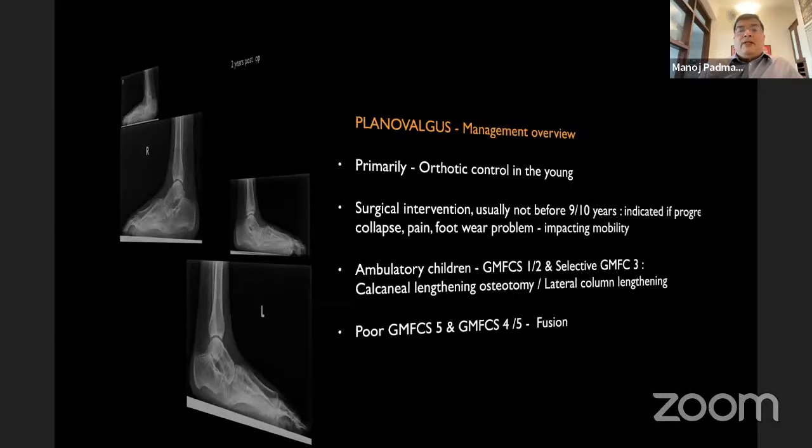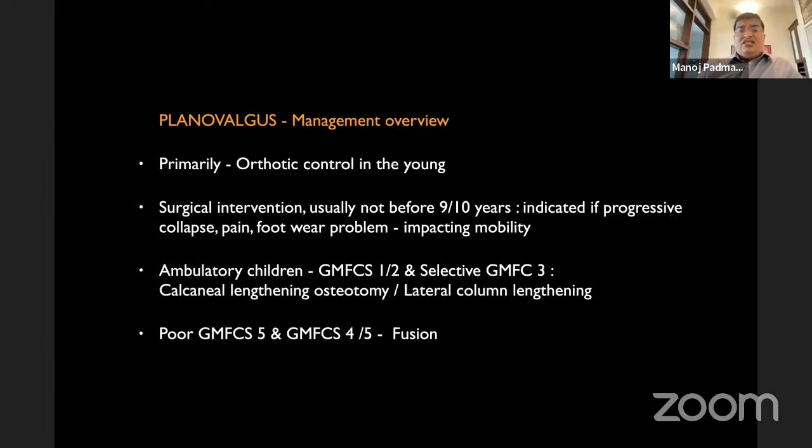So to summarize, the management is primarily orthotic in the young, simply because we do not know how the foot is going to evolve. So I would urge you to delay surgical intervention as a general rule till about 9-10 years, till you know what pattern of foot deformity you're seeing. And surgical intervention is indicated if there is a progressive collapse, which is affecting stability in stance, pain related to abnormal weight bearing, footwear problems, all of which impact mobility. It's not so much the appearance of the foot or the radiological criteria. Ambulatory children, GMFCS 1 and 2, and selective GMFCS 3.